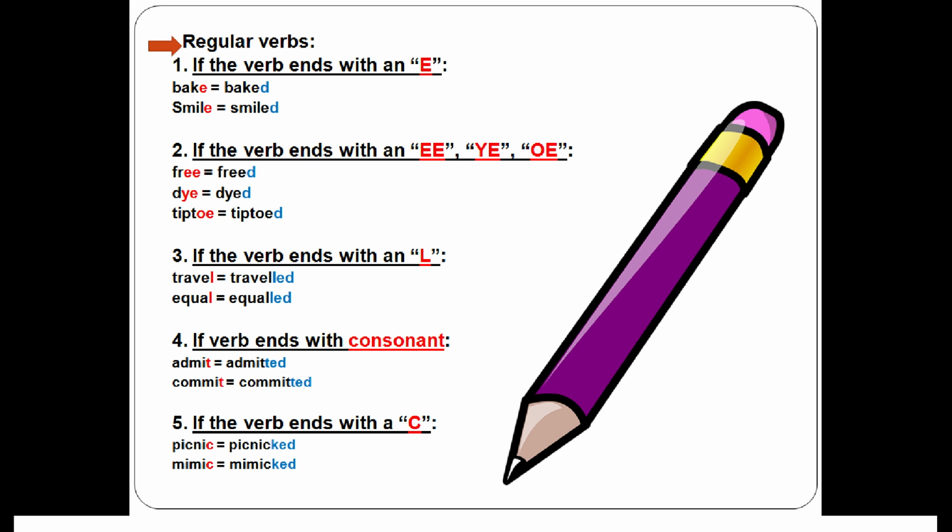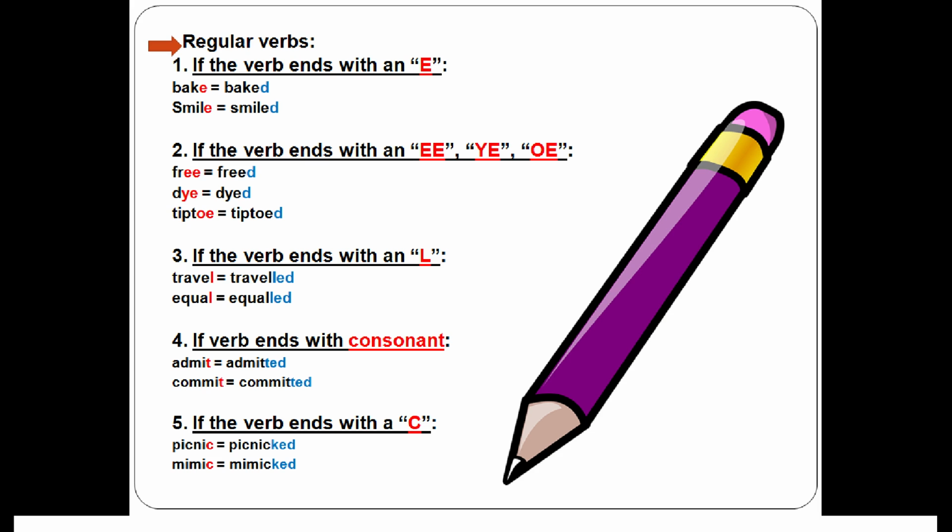One more thing. For most verbs, there is no need for changes. You just add ed on the end and you have simple past form. But there are some cases when it's necessary to do so. Here are some rules to help you get it right. If the verb ends with an e, then you just put d on the end. And examples are bake, become baked, smile, become smiled.